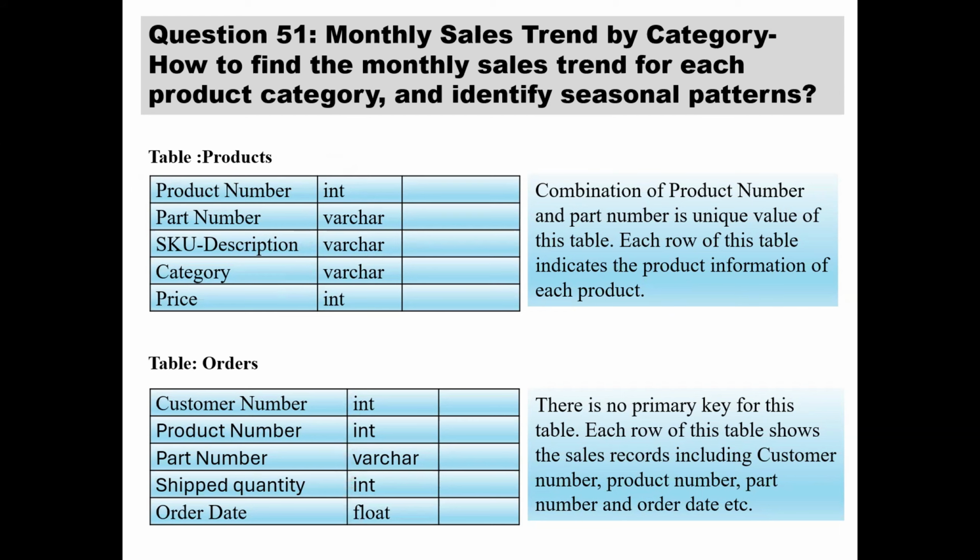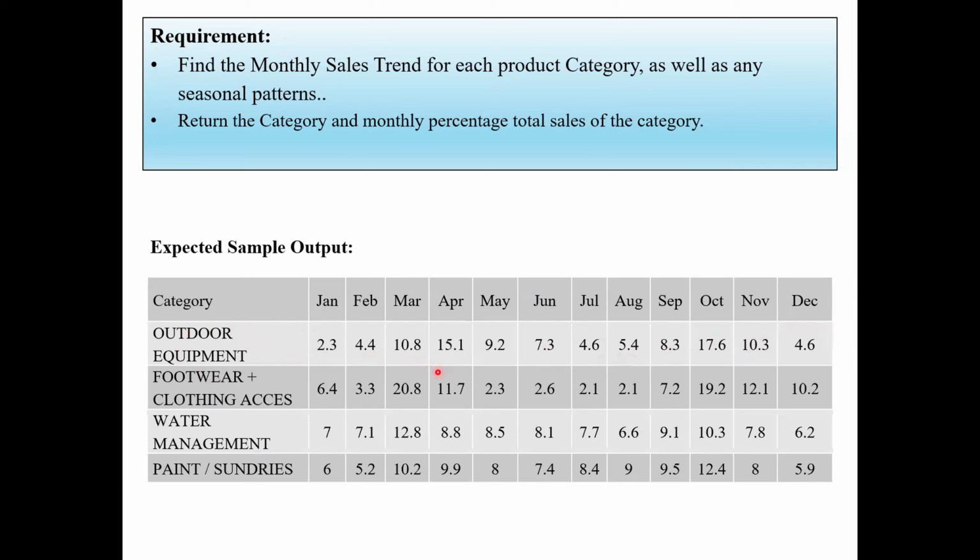Our goal is to calculate the monthly sales percentage for each category, so that we can see how sales vary throughout the year. Here's the expected result. Each row represents a product category. The columns from January to December show the percentage contribution of that month's sales to the total yearly sales for the category.